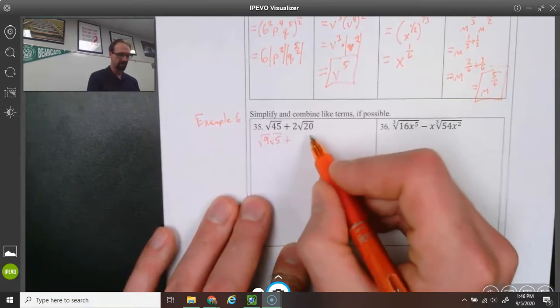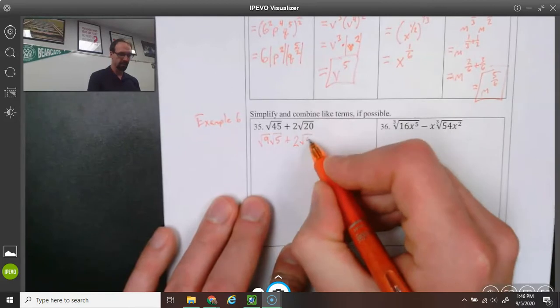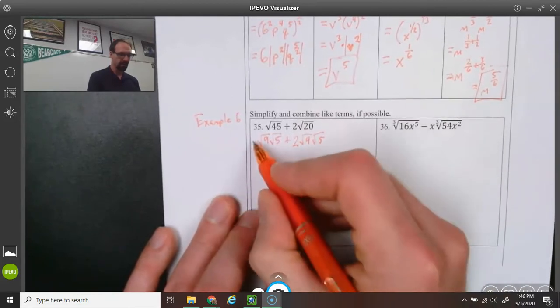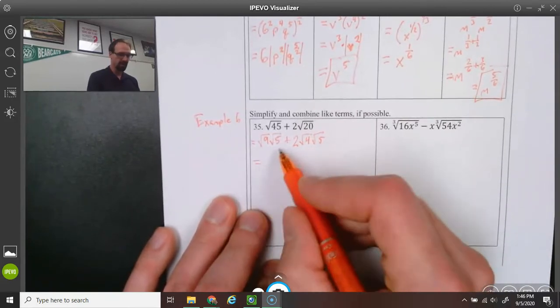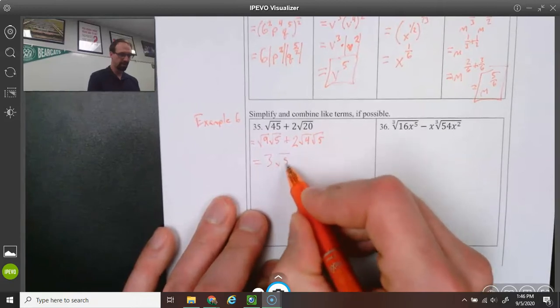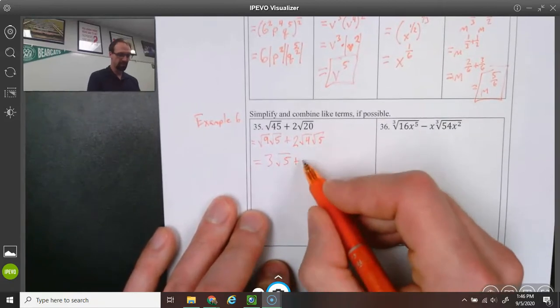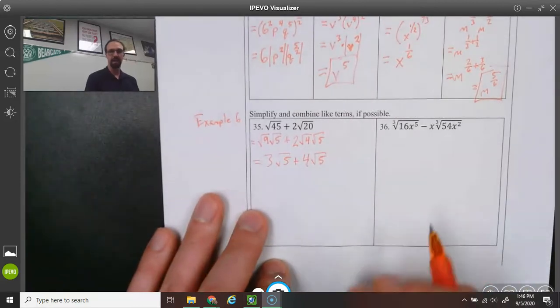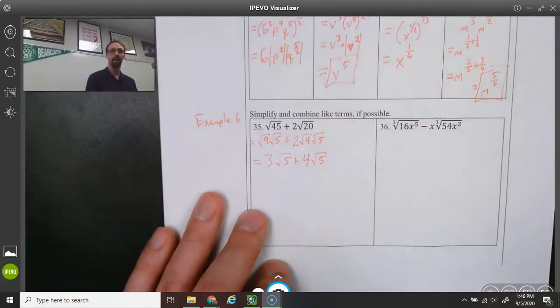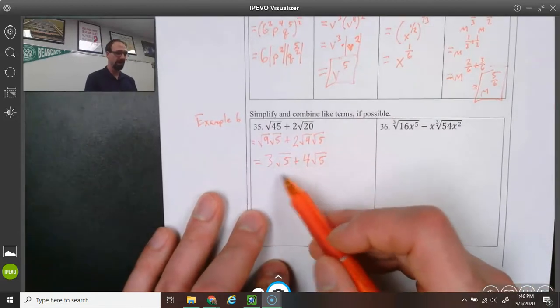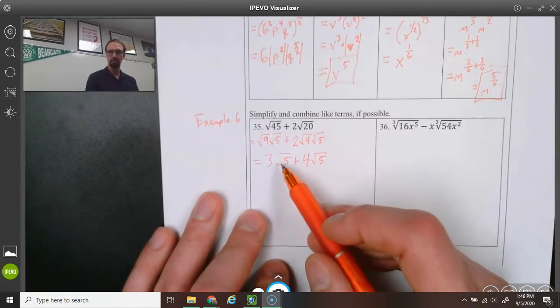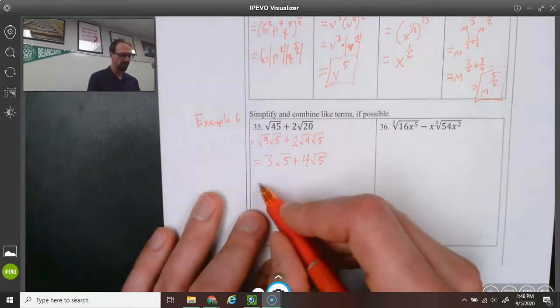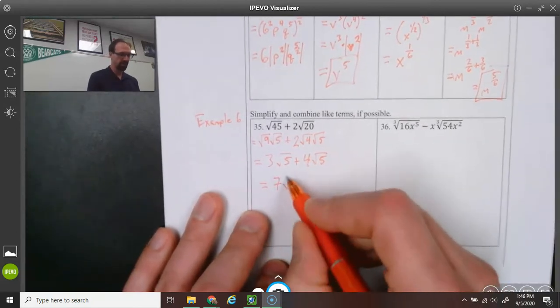And then the perfect square I can take out of 20, I can take the square root of 4, and I'm left with the square root of 5. So simplifying this, square root of 9 is 3, so I have 3 radical 5, plus 2 times 2, so that's going to be 4 radical 5. And then I can combine these together because they have the same radicand, the same number underneath the radical, so the same root and the same number on the radical. So this gives me 7 radical 5.